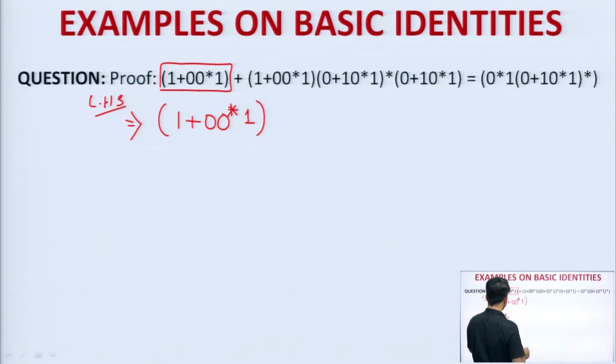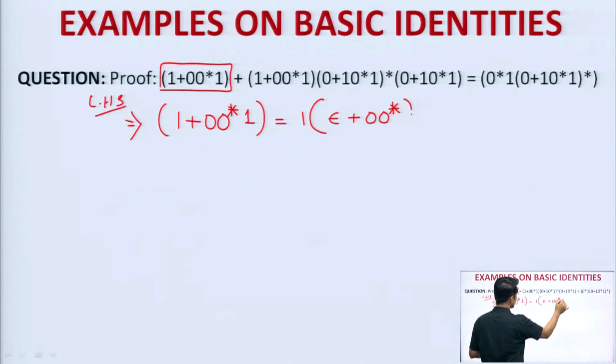Now, can I do something with this? Okay. What I can do is this: I can take 1 as common, I am just doing only this expression part. Okay. If I take 1 as common, then it will be epsilon plus 0 0 to the power star. So, this will help you, correct, epsilon plus 0 0 to the power star.